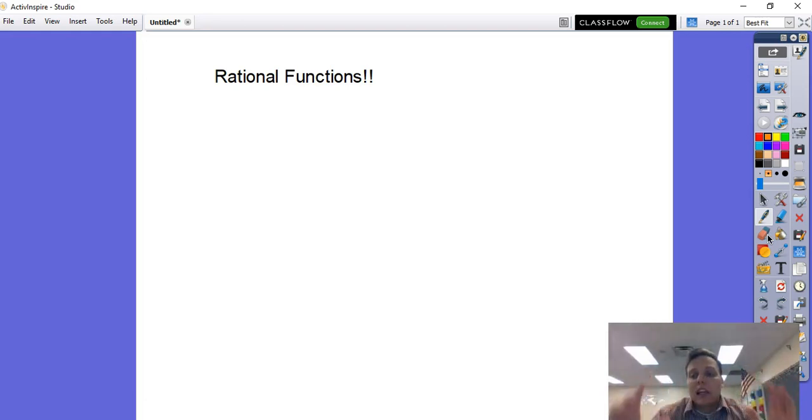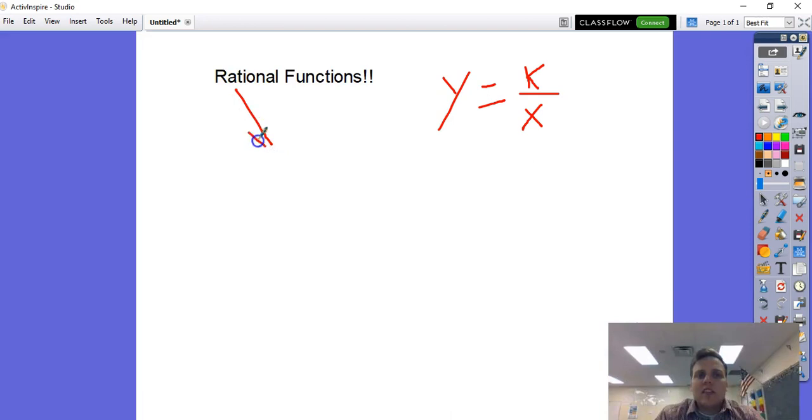You'll remember that indirect or inverse variation, same thing, looks something like this: y equals k over x. Where was x? It was in the denominator. This is the parent function for the rational function. Remember, a parent function means there's been no changes done to it: y equals 1 over x.